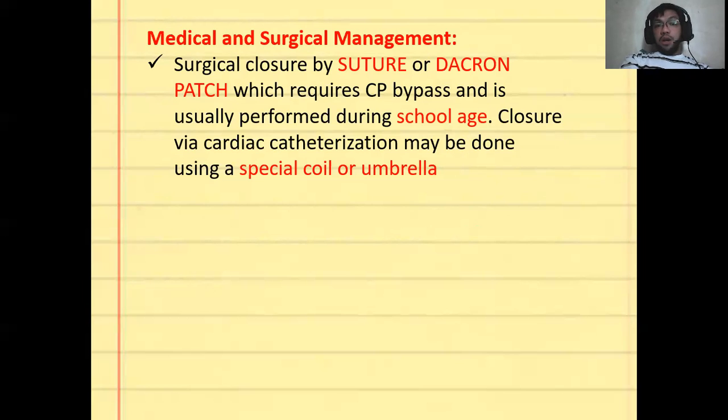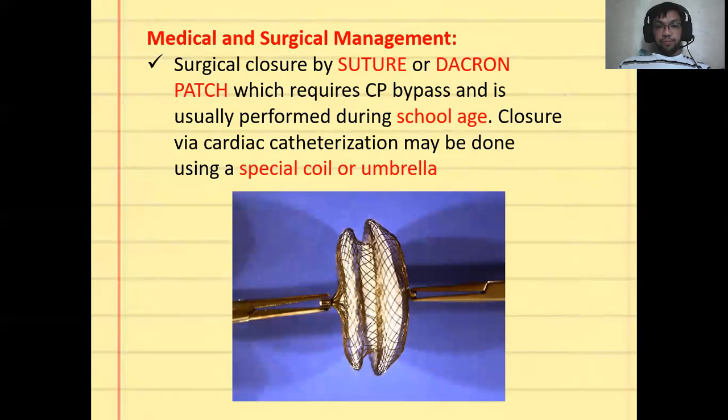Or closure can be done by cardiac catheterization. It may be done by using a special coil or umbrella, most especially for a defect that is just small. So this is the coil that may be used to close it.